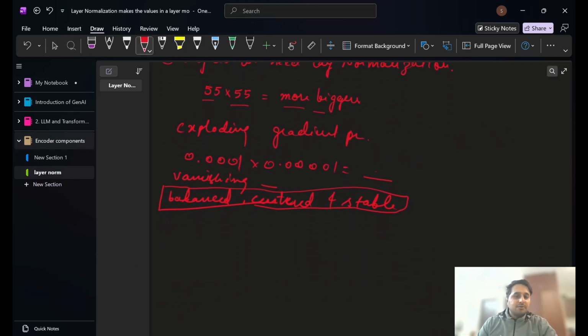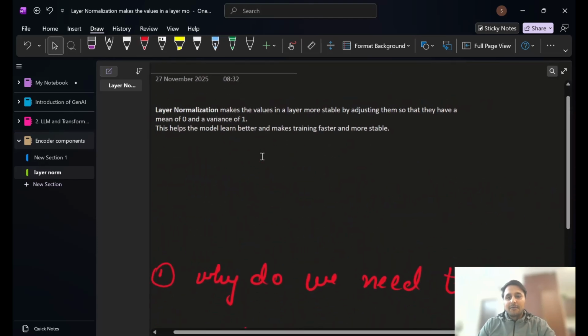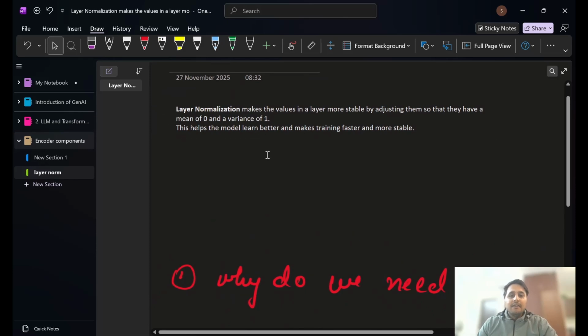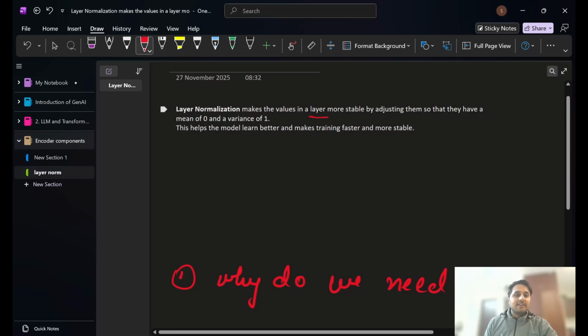So now we come to what is layer normalization. I already pasted the definition: layer normalization makes the values in a layer, and a layer here is basically a vector, more stable by adjusting them so that they have a mean of 0 and variance of 1. I hope you all know what mean is. Mean is the average of n values, and variance tells us how spread out our data is.